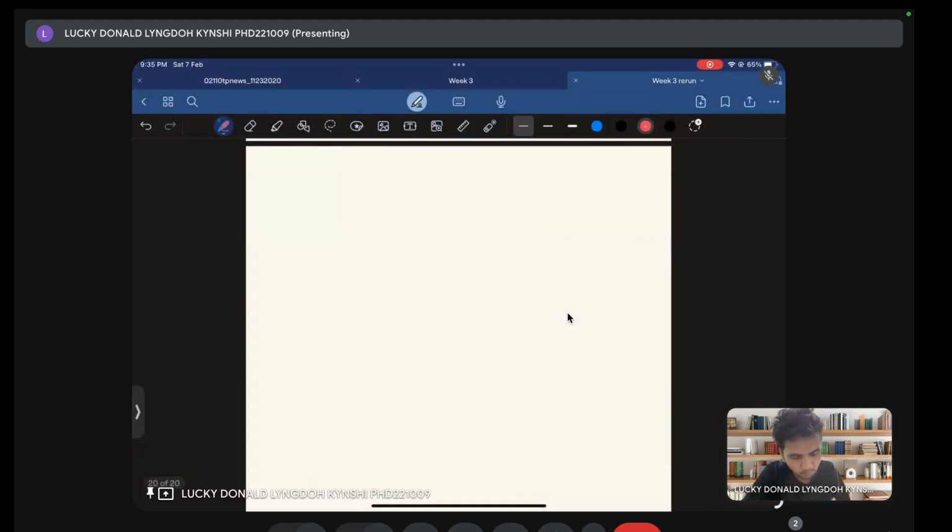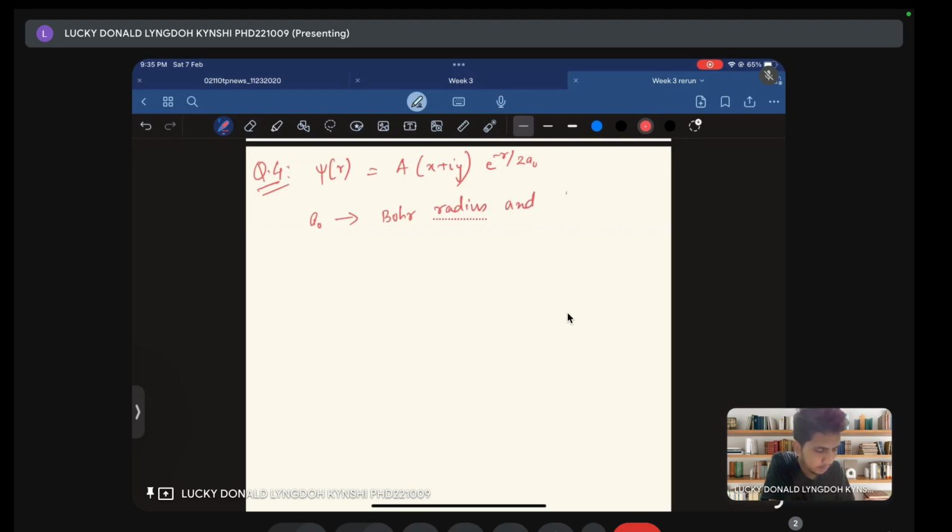Okay, question number 4. So what is this question? This question is given to be a wave function psi of r equal to a (x plus i y) e to the power of minus r divided by 2 a naught. Okay, and what is a naught? A naught is given to you as the Bohr radius, and a is a real constant.